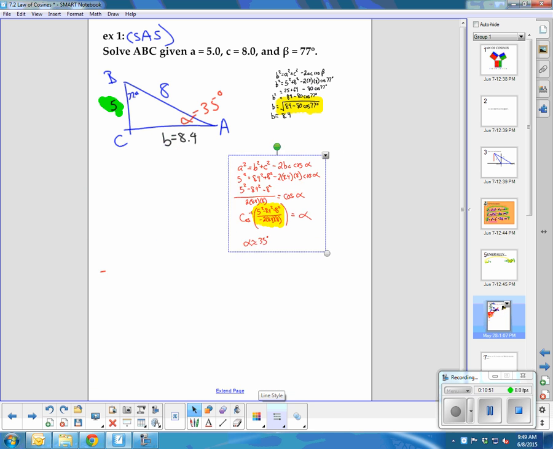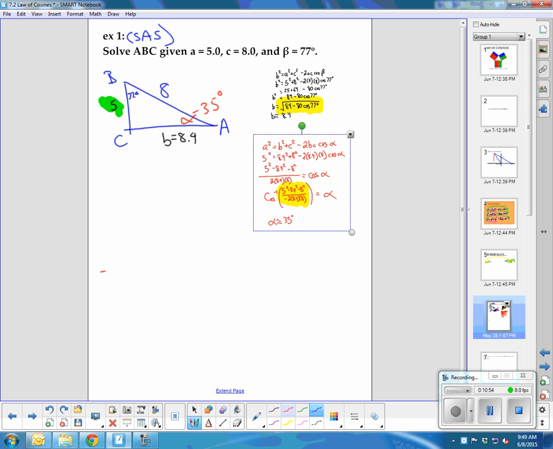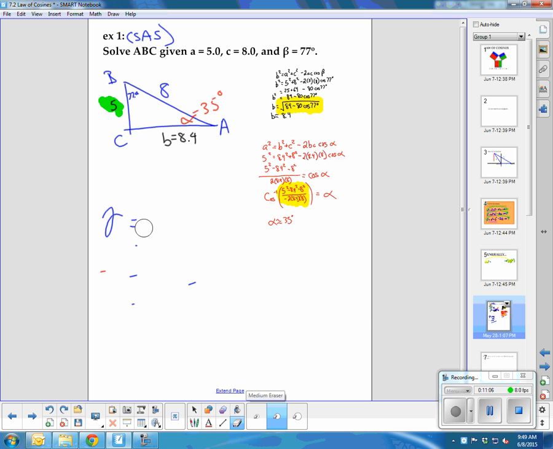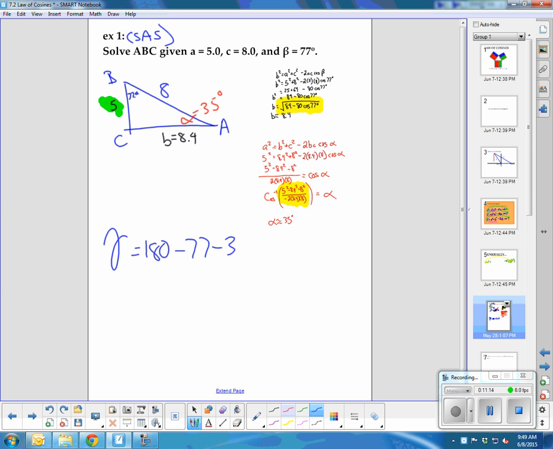Let me shrink this, slide that out of the way. And so for angle gamma, gamma is going to be 180 minus 77 minus 35. So that's not great notation. Let's rewrite that. Gamma is 180 minus 77 minus 35, which is 180 minus 112. And that is going to give us 68 degrees, if I'm not mistaken.